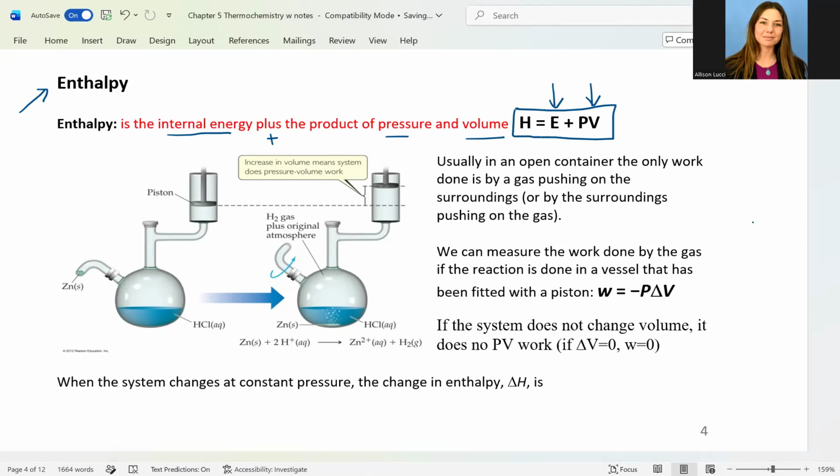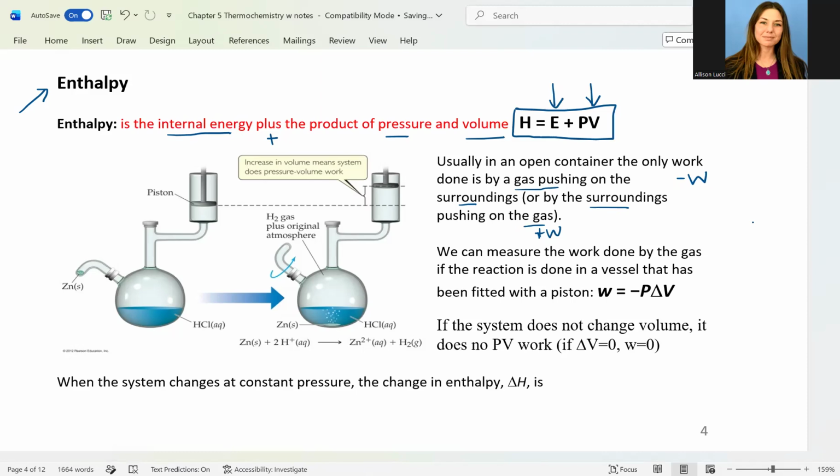So we have this pressure of the gas changing in volume. So this type of work can be done. When we have a sealed container, we can measure this, but usually in an open container, the only work done will be by the gas pushing on the surroundings. So if the system is doing negative work, the system's doing work on the surroundings, or if the surroundings are pushing on the gas in our system, that would be a positive work being done on the system. So this is what happens in an open container.